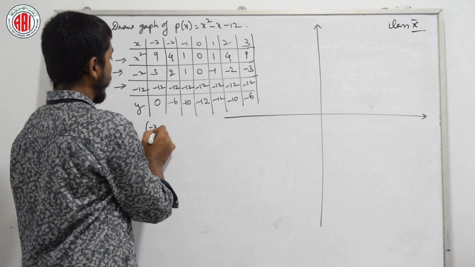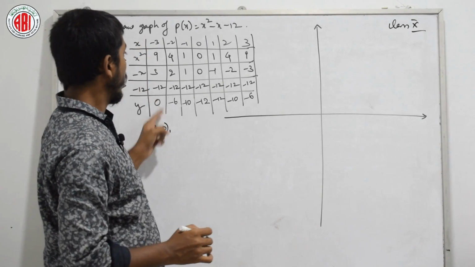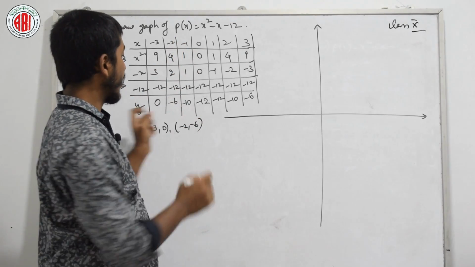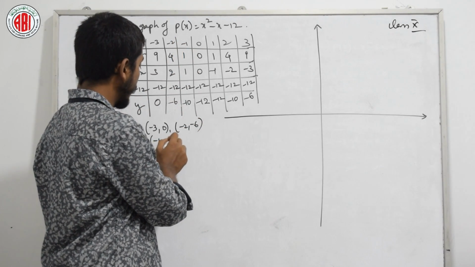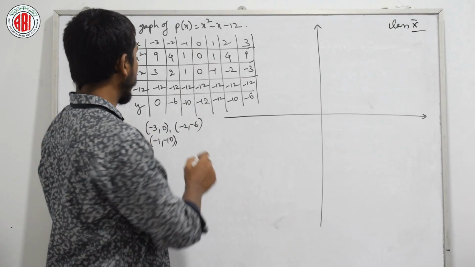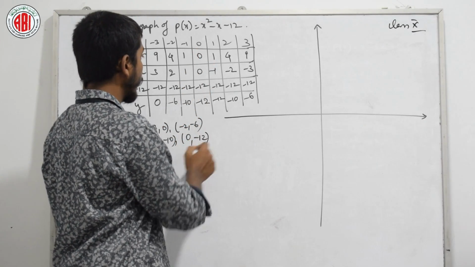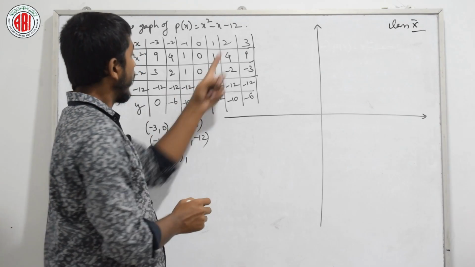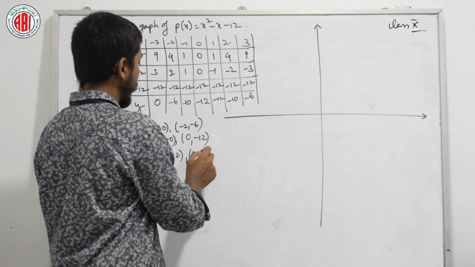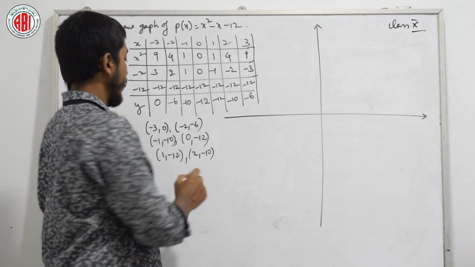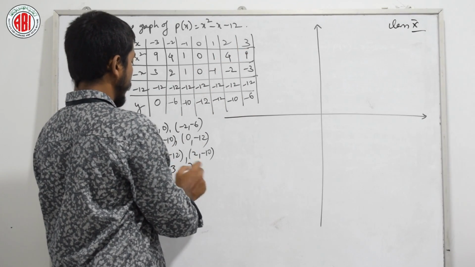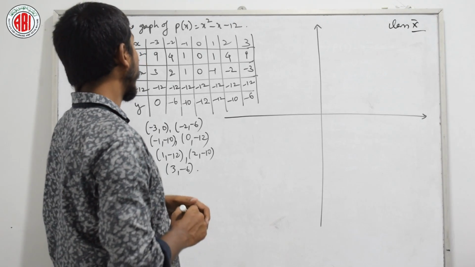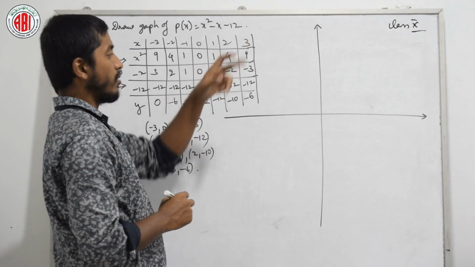The points we got are minus 3 comma 0, minus 2 comma minus 6, minus 1 comma minus 10, 0 comma minus 12, 1 comma minus 12, and 2 comma minus 10, 3 comma minus 6. These are the different values we have got till now. What are the x values we have taken? Minus 3, minus 2, minus 1, 0, 1, 2, 3.